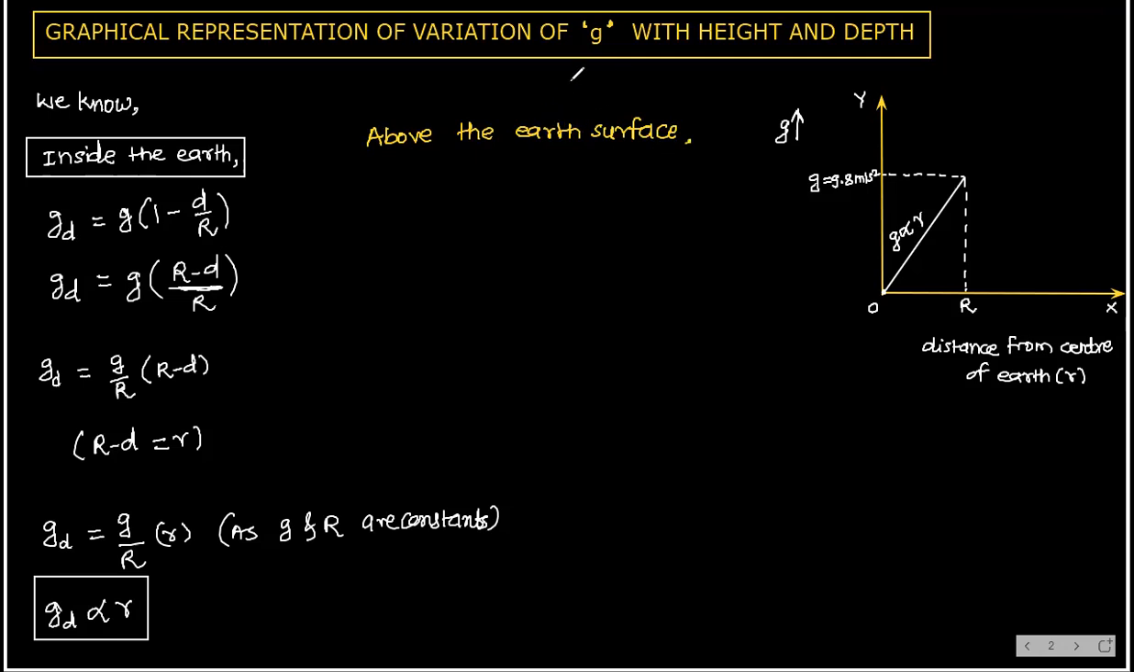We have one formula, see, gh is equal to G R square divided by (R plus h) whole square, right? If I am assuming that small r is equal to R plus h here, then gh is equal to small g R square divided by small r square, as G and R are constant.